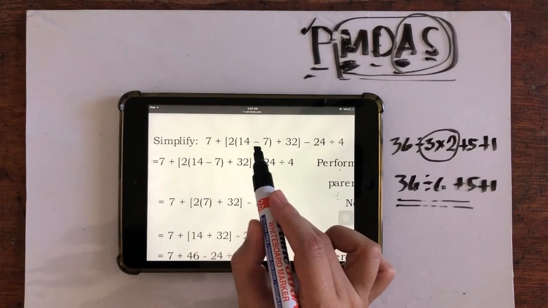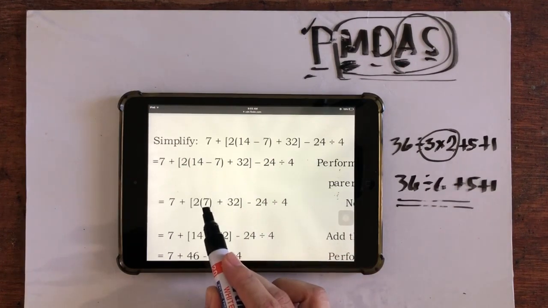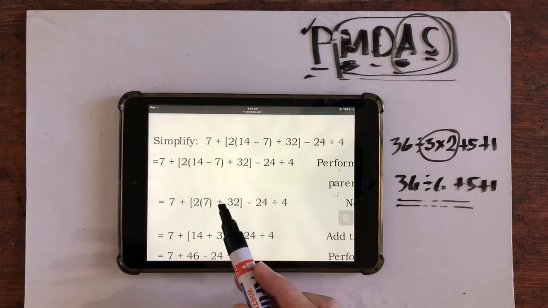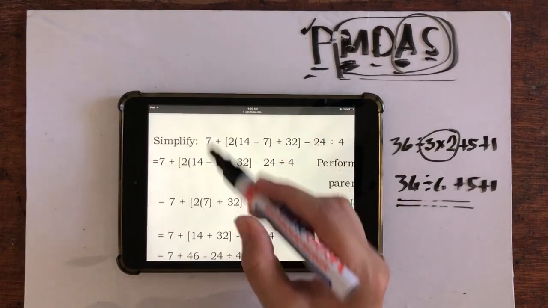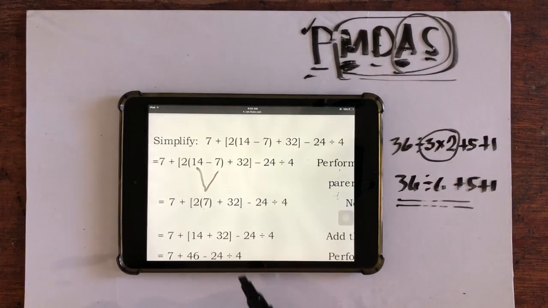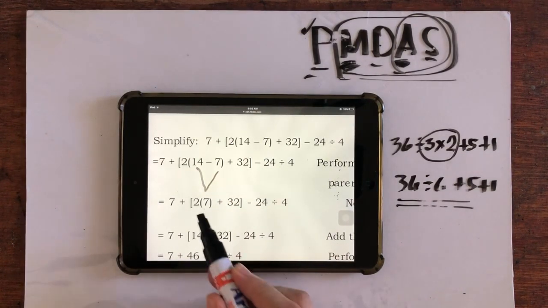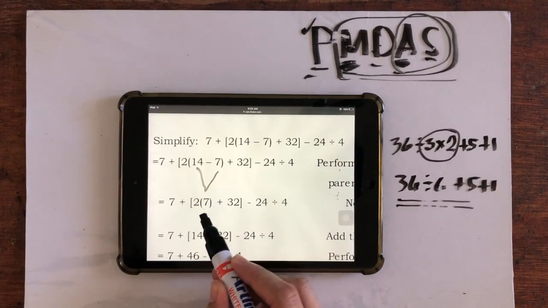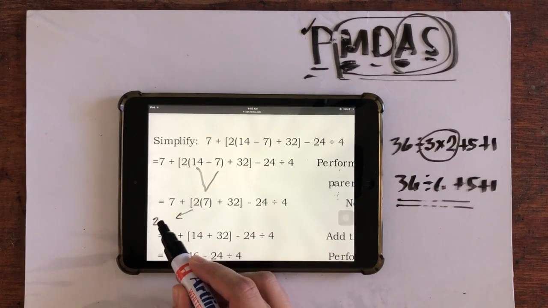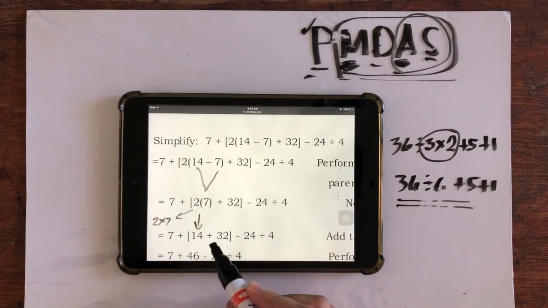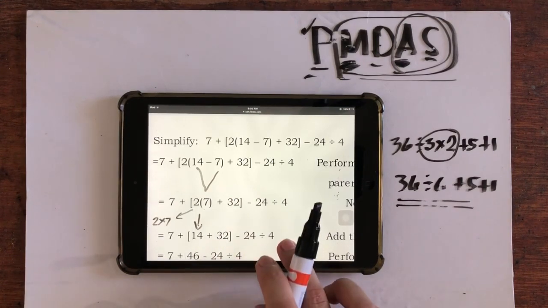So, 14 minus 7. Kaya nagkaroon tayo ng 7 dito. And then, yung nakikita natin na yan, 14 minus 7, binawasan, 7. And then, itong 2 and 7 na yan, that means it's multiplication. So, para to na 2 times 7, kaya naging 14 plus 32. Okay? Since nasa loob siya ng bracket, siya uli ang unahin mo.